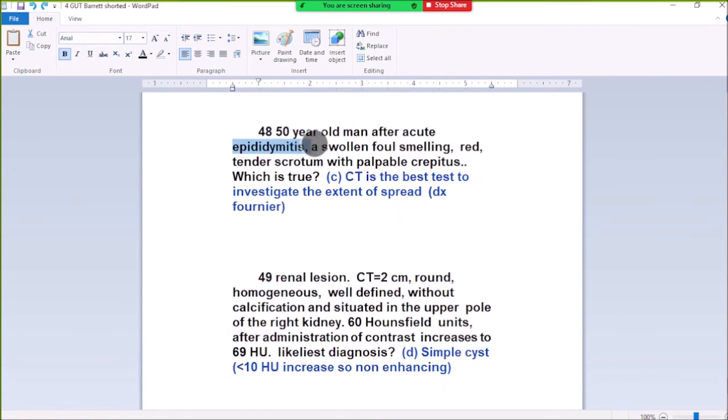Question 48. 50-year-old man with diabetes, a swollen, foul-smelling, red, tender scrotum with crepitus, which is true? These all show Fournier gangrene. So what is true? CT is the best test to investigate the extent of spread. Diagnosis is Fournier gangrene, and for it we do a CT scan to see the extent of spread.